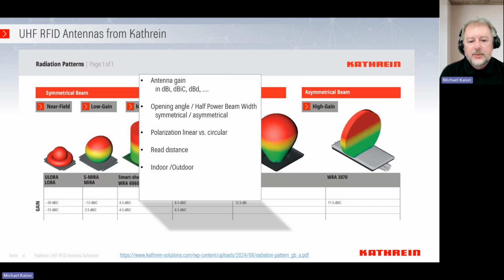Also, a very important parameter is the polarization. This means in which orientation the tag will be received. There are linear antennas, where the antenna alignment and the transponder alignment have to match, and circular antennas, where it doesn't matter in which orientation the tag is aligned in the field. We'll have some requirements for the read distance, and you will see that one and the same antenna can be focused or broadband, depending on the reading distance. And we'll have some words about indoor and outdoor usage of the antennas.